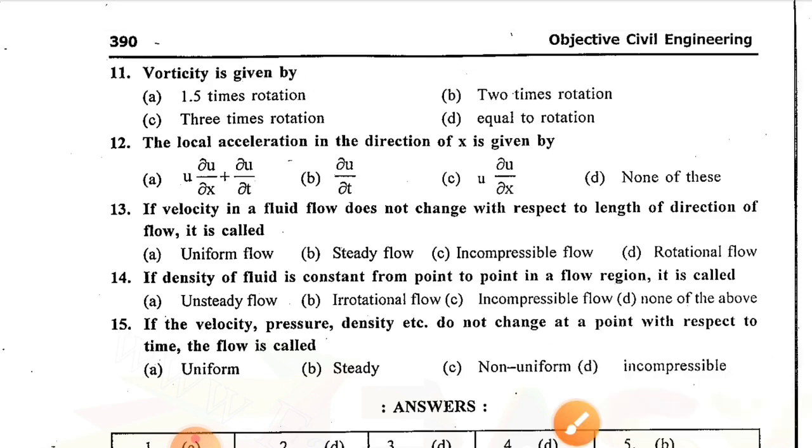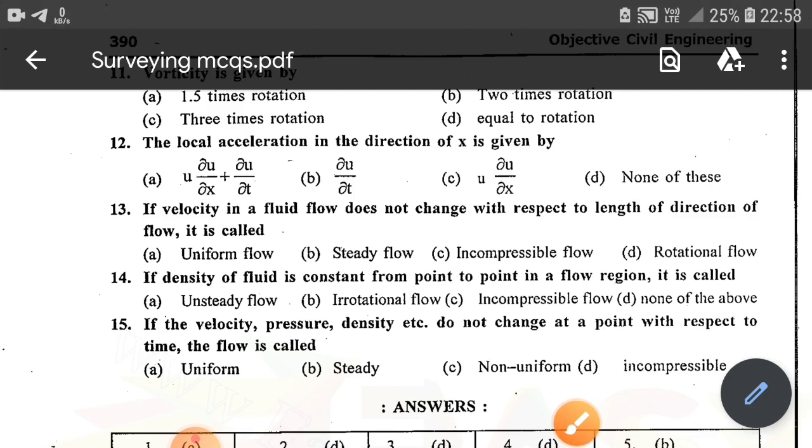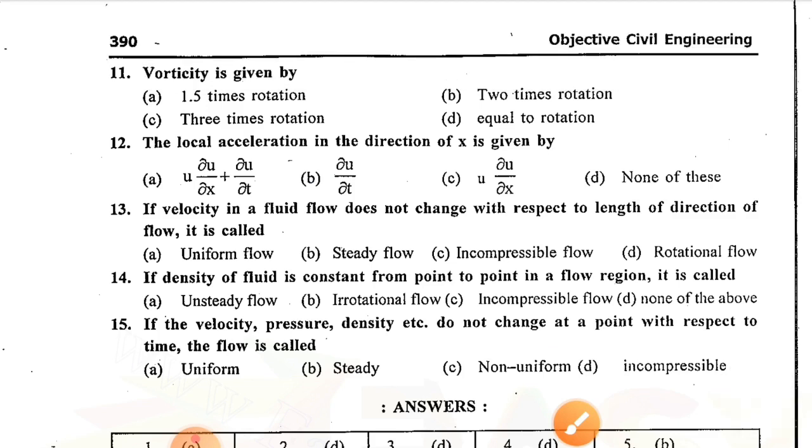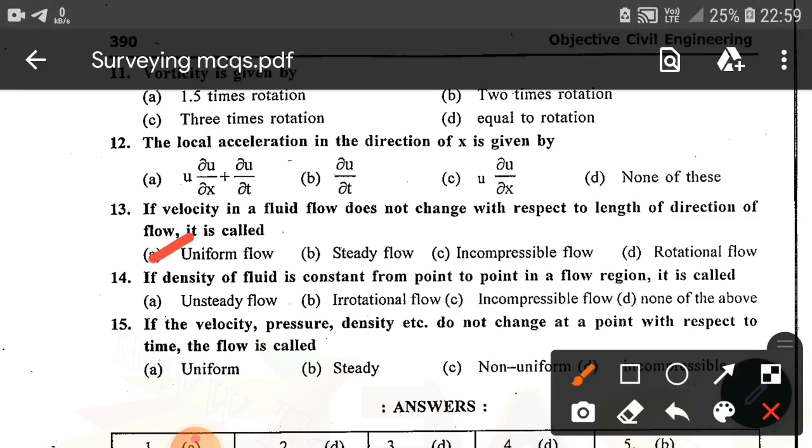Question number 12. The local acceleration in the direction of x is given by. Option B is correct. Dou u by dou t. Question number 13. If velocity in a fluid flow does not change with respect to length of direction of flow, it is called. Option A is correct, uniform flow.